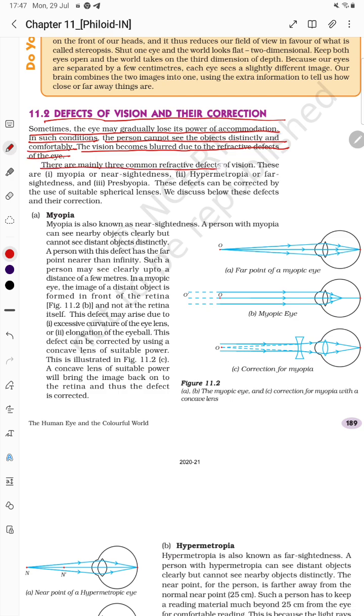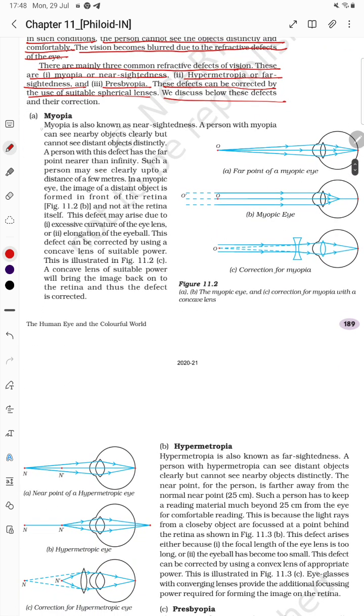There are mainly three common refractive defects. These are myopia (nearsightedness), hypermetropia (farsightedness), and presbyopia. These defects can be corrected by the use of suitable spherical lenses, which we discuss below. So the first one is myopia. Myopia is also known as nearsightedness.